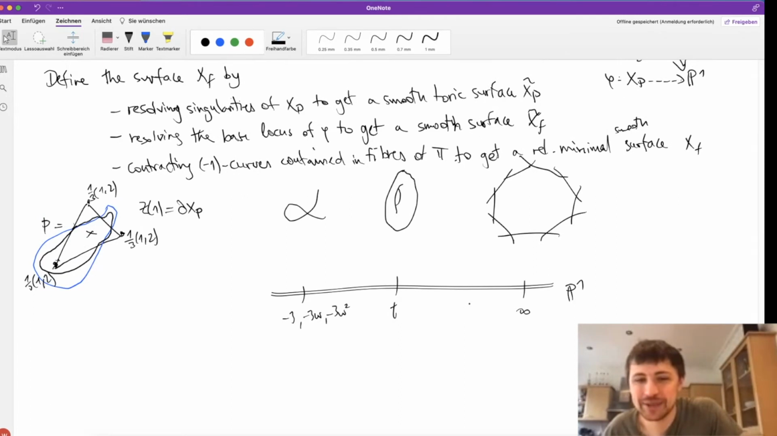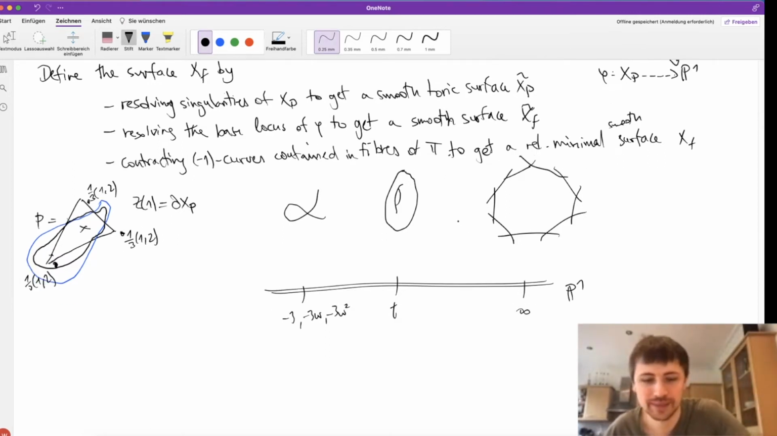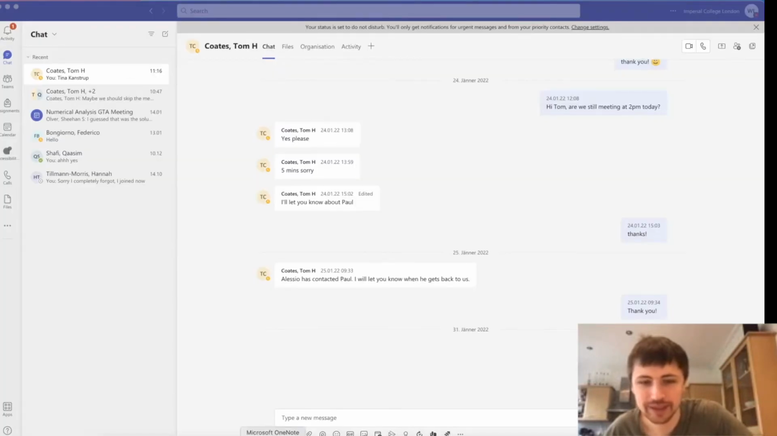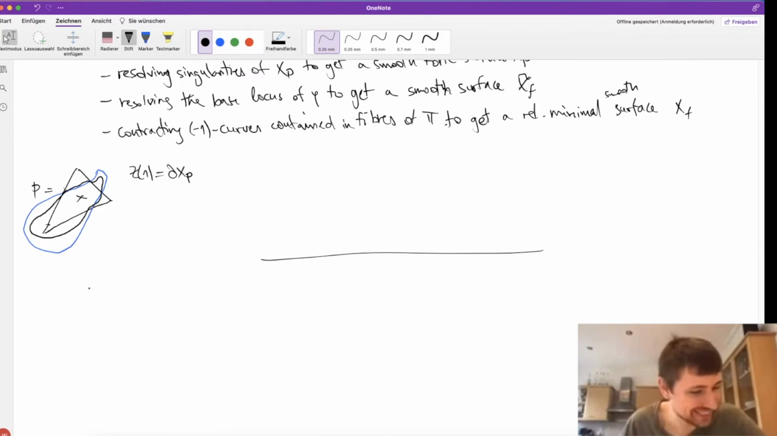Okay, and so let me just finish saying what I wanted to say. In this case, we don't have to contract any -1 curves. There are just no -1 curves in the fibers.